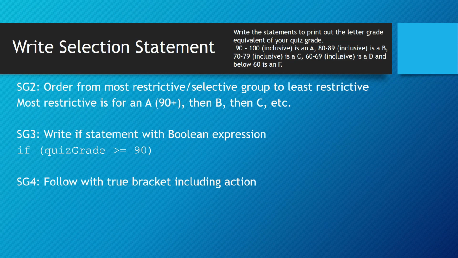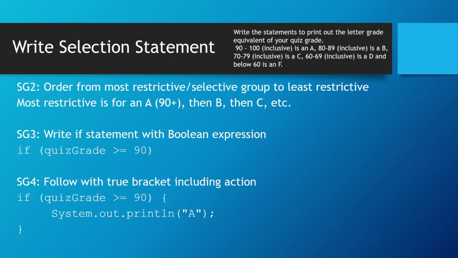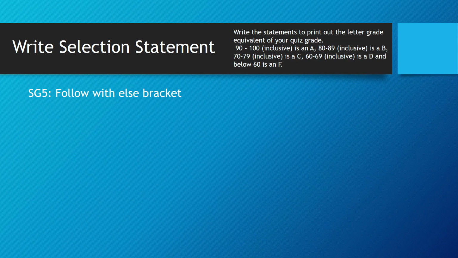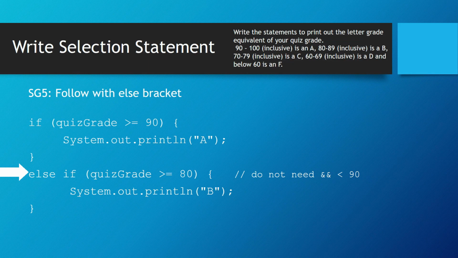For subgoal 4, we follow with the true bracket, including the action. So now we have, if the quiz grade is greater than or equal to 90, we want to print out that the student would get an A. Now we follow with the else bracket. In this case, our else leads us to another condition. Else, if the quiz grade is greater than or equal to 80, we want to print out a B.